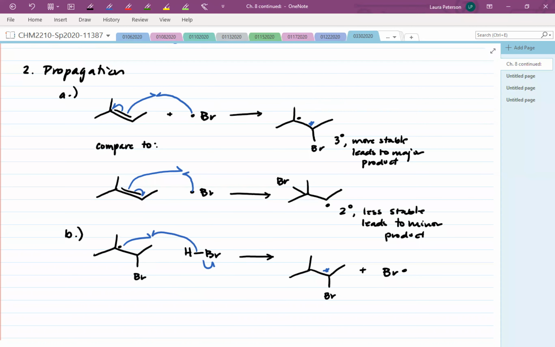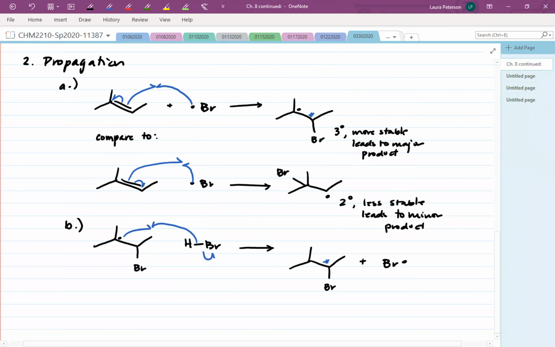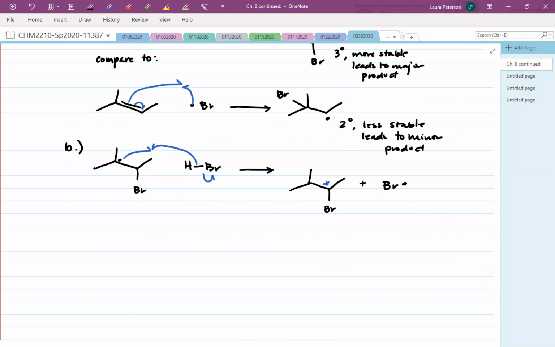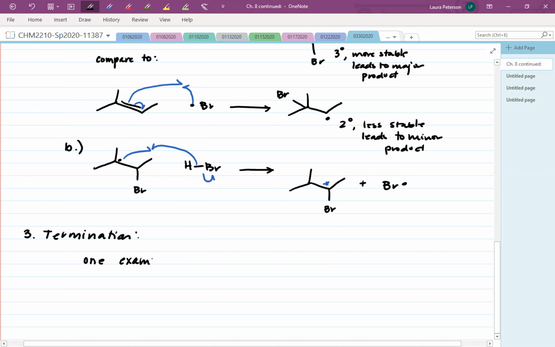Okay, so those are the propagation steps. Lastly, we need to consider the third and final step of our free radical chain mechanism. Okay, so what is the third and final step? So that's termination. I'm just going to show one example of a termination step. And for my purposes, the easiest one to write out is the two bromine radicals coming together. So bromine radical and bromine radical.